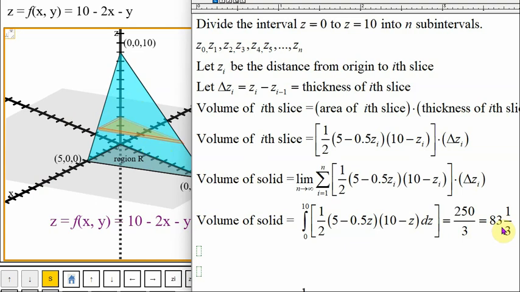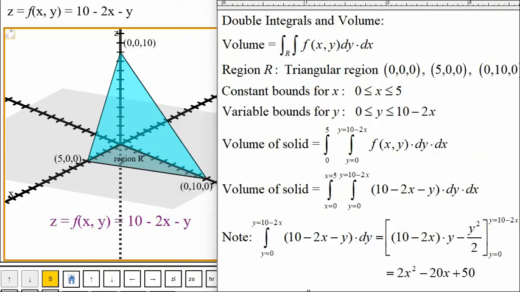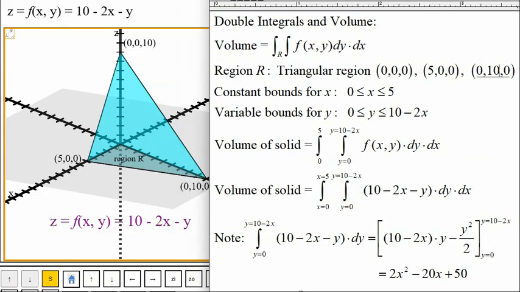And now let's use the double integral method, and we'll see that we get the same answer. Let's find the volume of this solid using the double integral method. Here we have region R, and the vertices are (0, 0, 0), (5, 0, 0), and (0, 10, 0). We can use either the dy dx method or the dx dy method, so let's go ahead and use the dy dx method here.